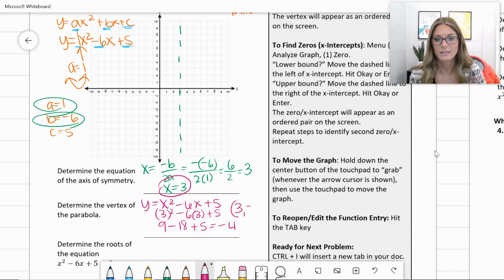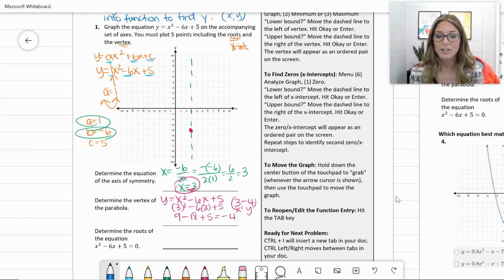or my vertex was 3, negative 4. I got the 3 for the x value from my axis of symmetry. We plugged it into the function, and we equaled negative 4, which is my y value. So 3, negative 4, going to my graph, plotting my vertex.